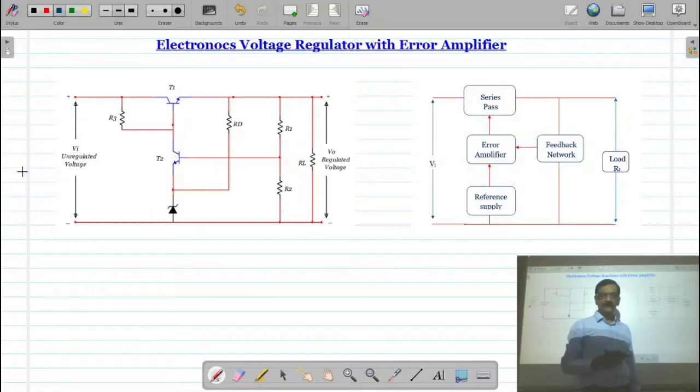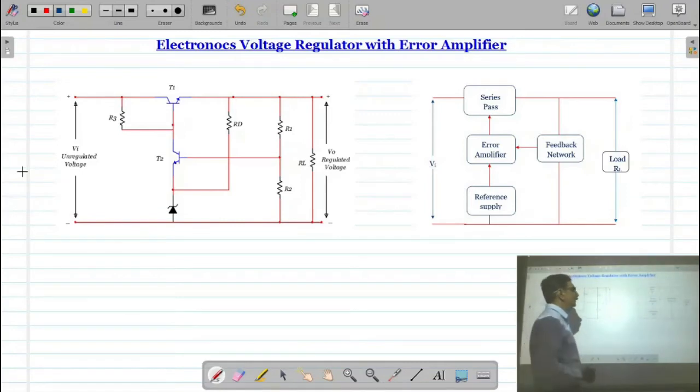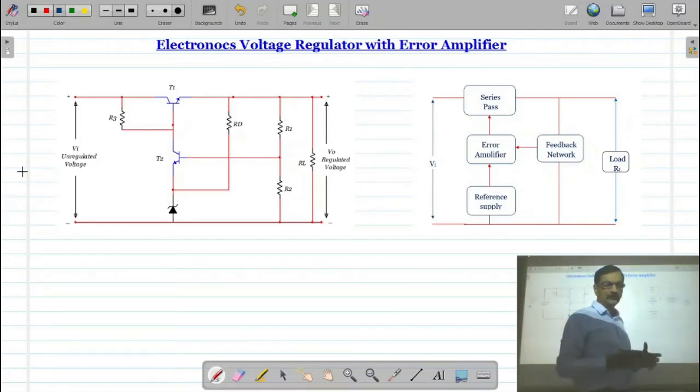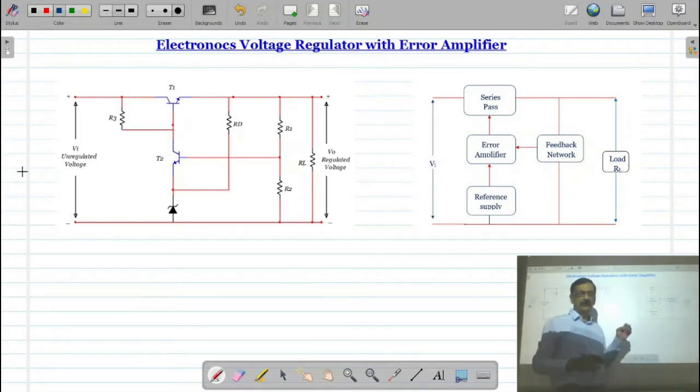Today in this lecture, we will discuss one more type of regulator circuit, which is known as an electronic voltage regulator with an error amplifier. Here there will be some kind of feedback. If the output voltage increases or decreases, that voltage is fed to the input, and accordingly the circuit will work and you will get a constant output voltage.